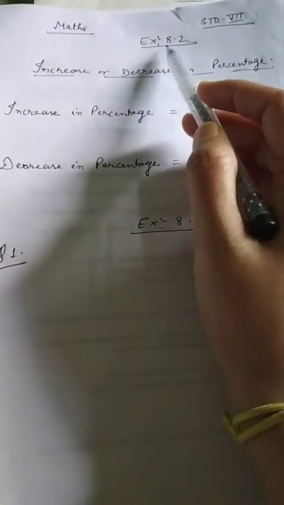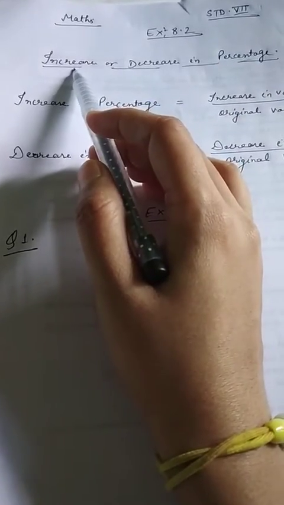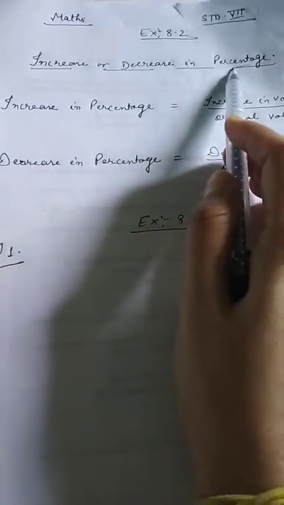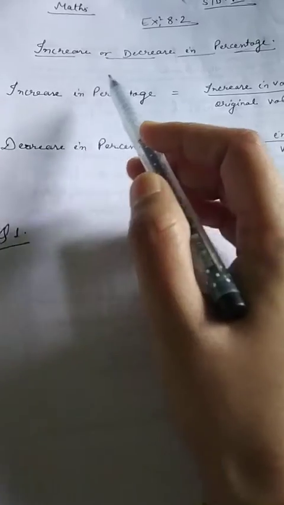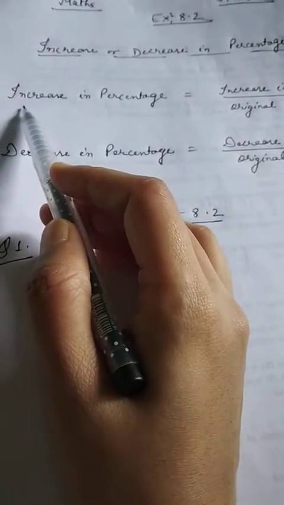Students, today we will start exercise 8.2 of the percentage chapter, and today's topic is increase or decrease in percentage. How can we find out the increase or decrease in percentage? To find an increase or decrease of a quantity in percentage, we first find the increase or decrease in its value, then divide it by the original value, and then multiply it by 100 to get the required percentage. That means there is a formula for it.